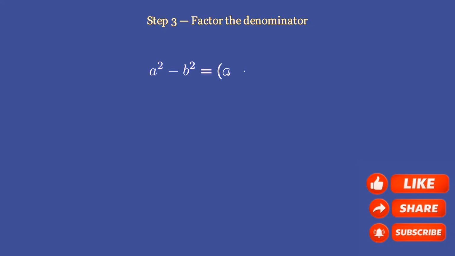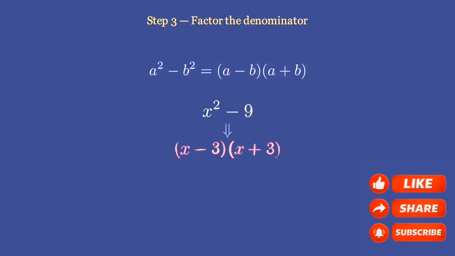Step 3, factor the denominator. The denominator is x² − 9. This is a difference of squares. Using the formula a² − b² = (a − b)(a + b), we get (x − 3)(x + 3).